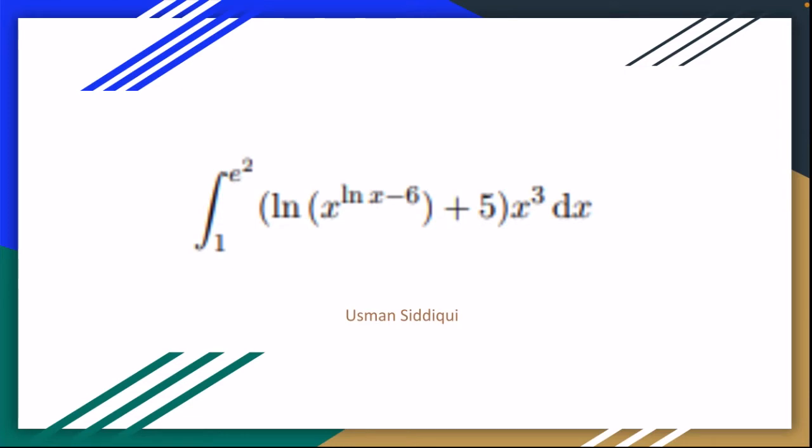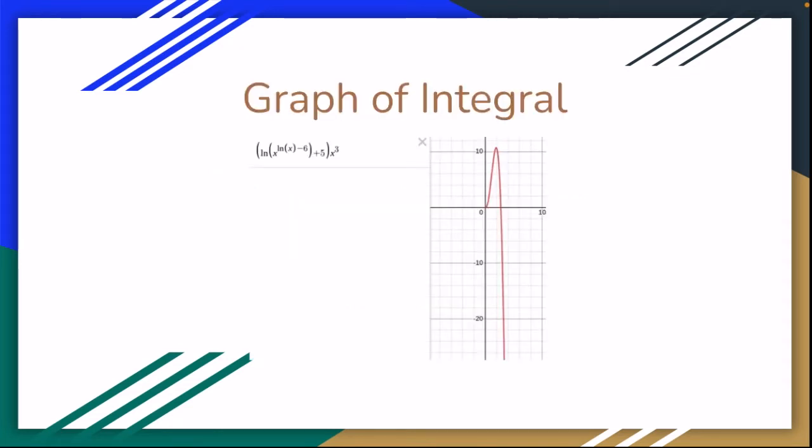So I had the integral from 1 to e squared of (ln(x)^(ln(x) - 6) + 5) x cubed dx. This is a Desmos graph of my integral.